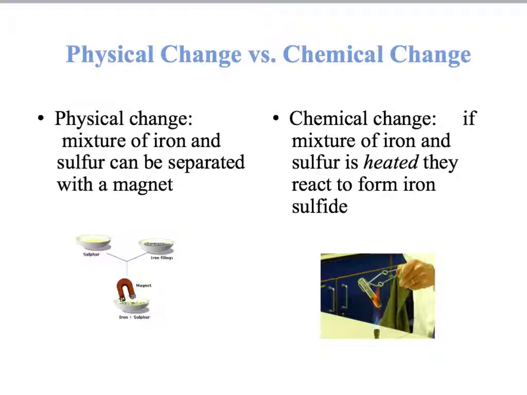Another example of the difference between these two, a physical change: if I take a mixture of iron and sulfur, so I'm showing you the picture here, there's sulfur in this one, iron in this one, and I put them together and just kind of mix them up in a bowl down here. Iron is magnetic, sulfur is not, so I can take a magnet and get that iron back out, so I can separate it. They have not chemically reacted together. This would be an example of this.